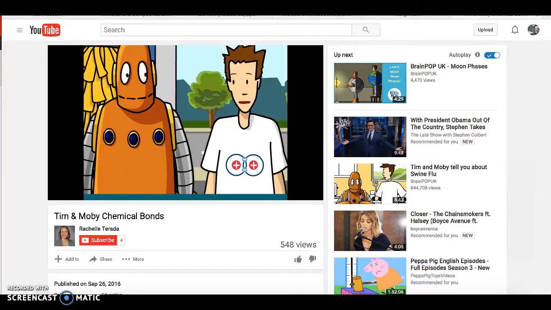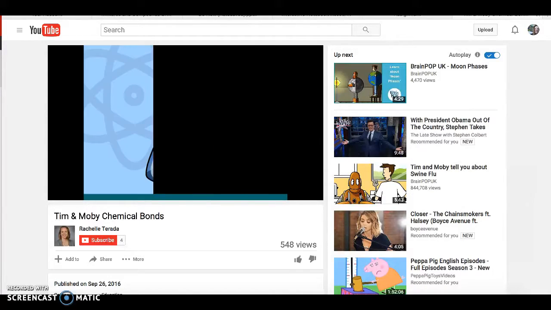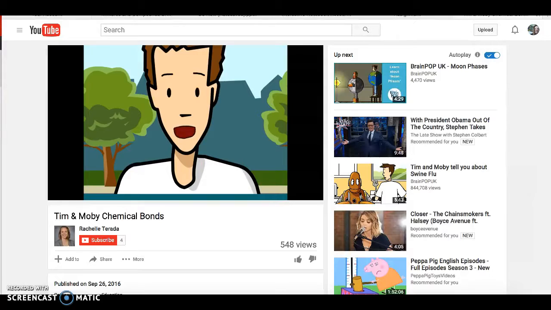Covalent bonds can change an atom's properties too. Hydrogen and oxygen are both invisible gases, and hydrogen is explosive. But when they react, they form water, a very stable liquid. If you break that covalent bond with a little electricity, you get hydrogen and oxygen gas again.